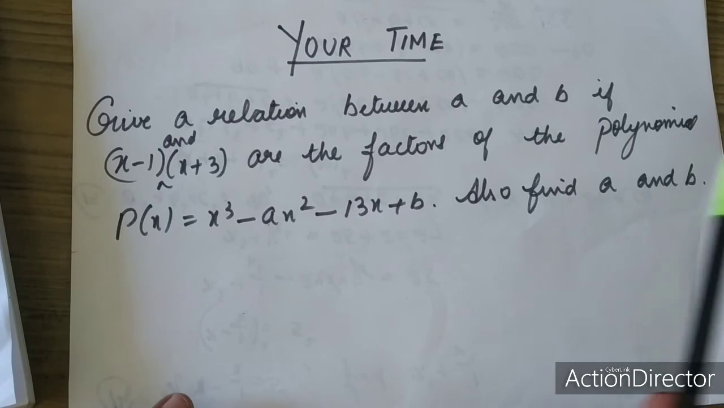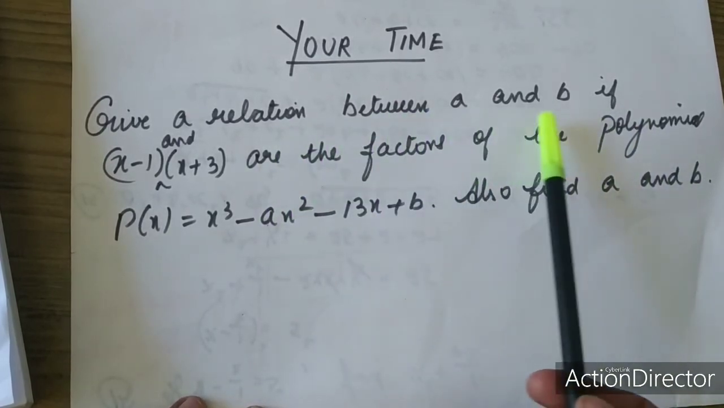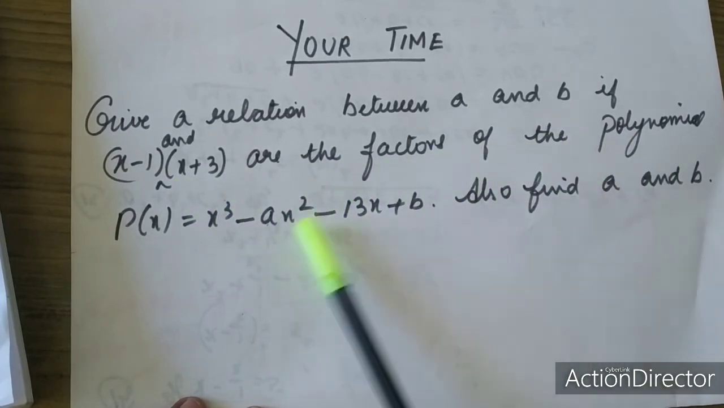So whatever is given, you square it and find out the respective value. Those were the sums. Now based on the video, you answer this question. Give a relation between a and b, if x minus 1 and x plus 3 are the factors of the polynomial.